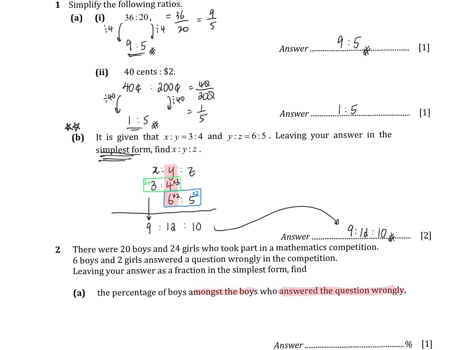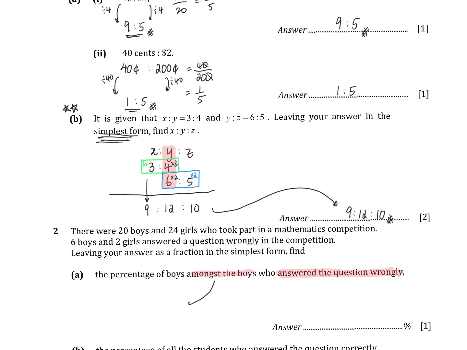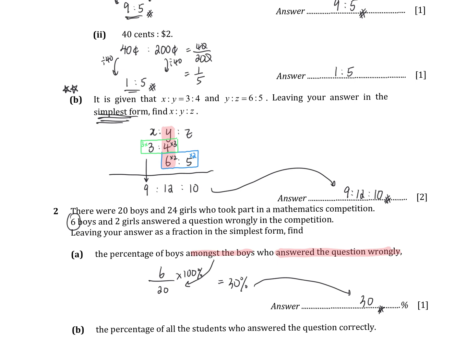Okay, next one, I want the percentage of boys amongst the boys only. So that means out of the total of 20 boys, 6 of them answered wrongly, and I want to know what percentage this is. So when you multiply, you get 30%, you are done. Don't go and convert to any other thing. Just write 30% will do. They want your answer in percent. So just give me 30%.